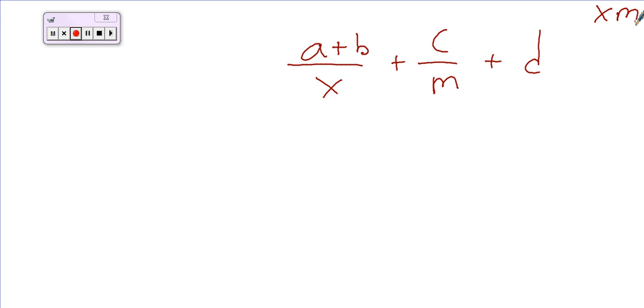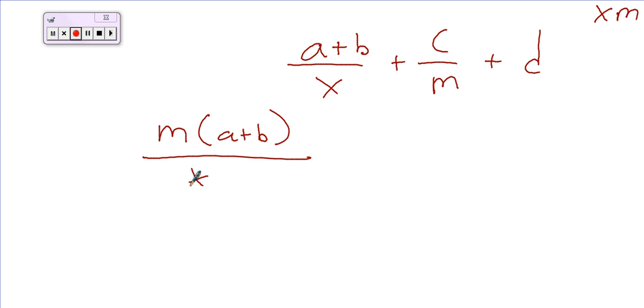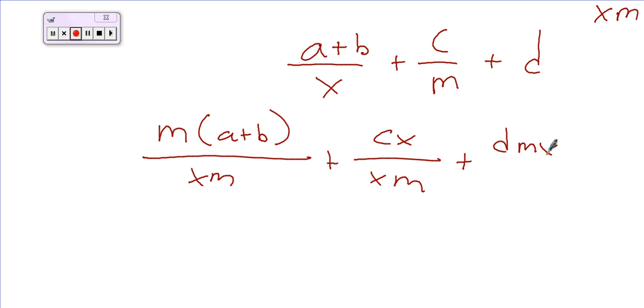All right, so that's going to be m times (a plus b) over xm, or mx, whatever. This one needs the x, that's cx over xm, plus dmx over xm. Okay, I became a rapper all of a sudden.